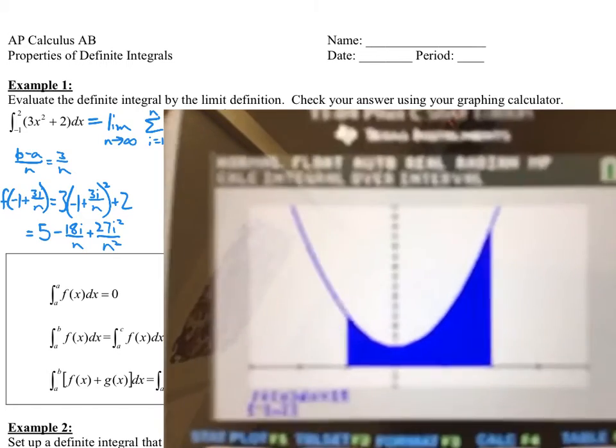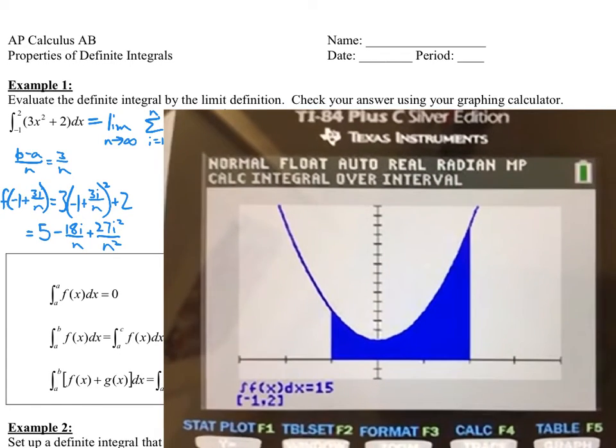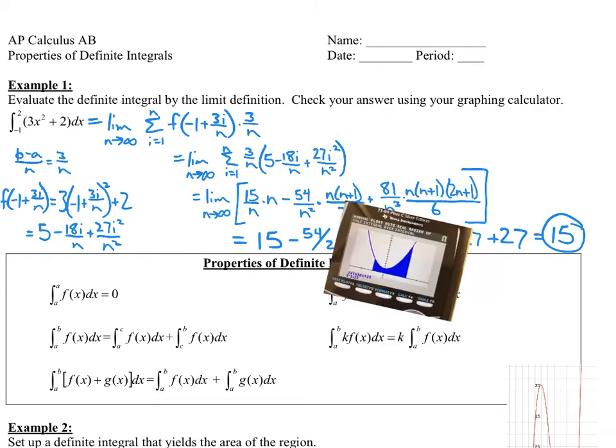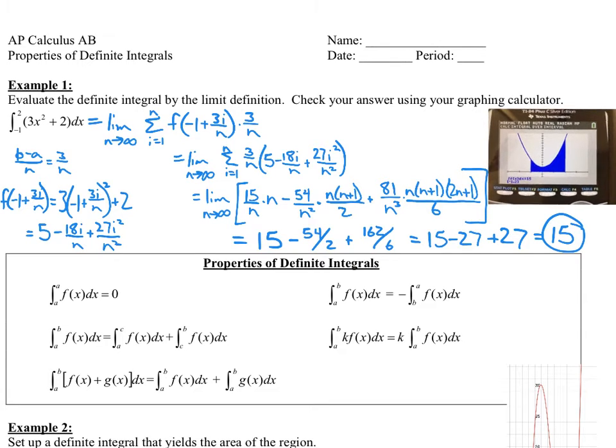Okay? And notice the area equals 15. So that's how you could check your answer on the calculator. That's how you could get an answer if you're on a calculator portion of the exam. Make sure you learn how to use your technology though. That's interesting.